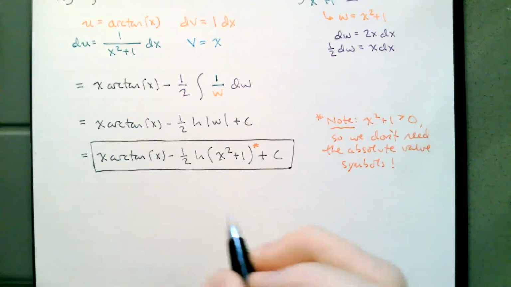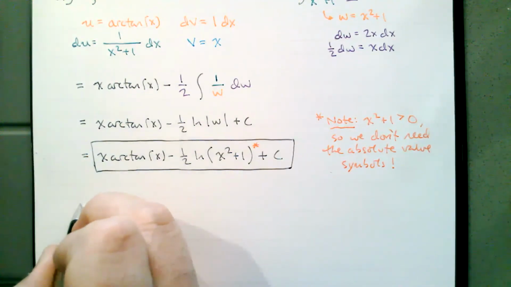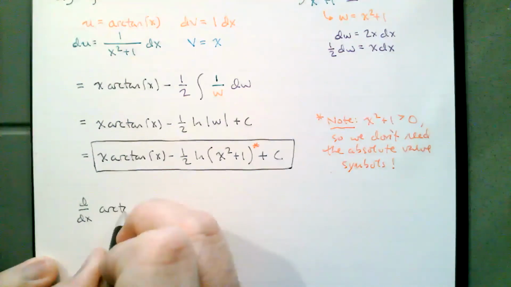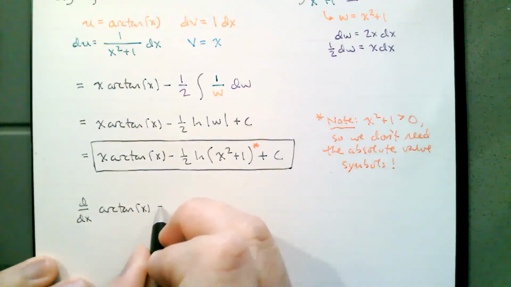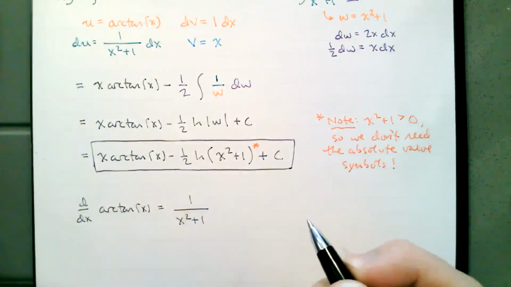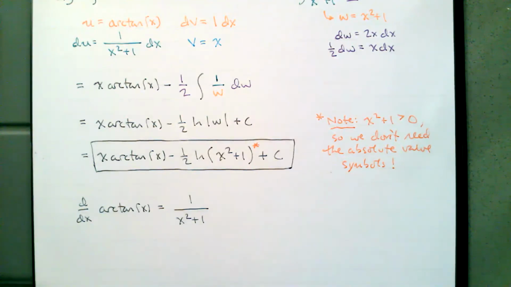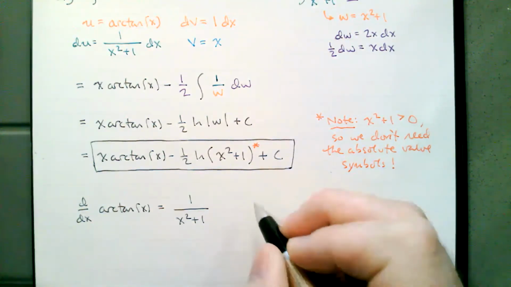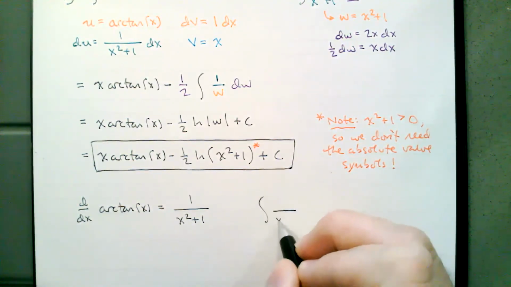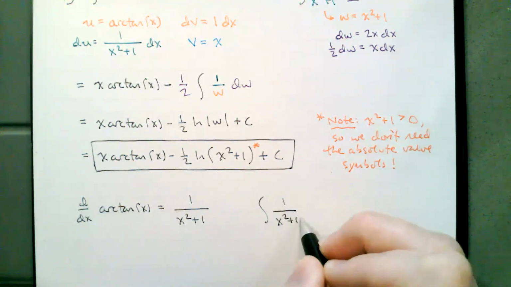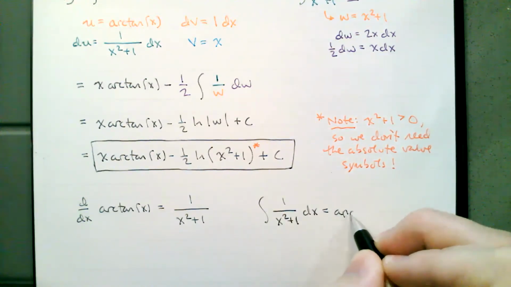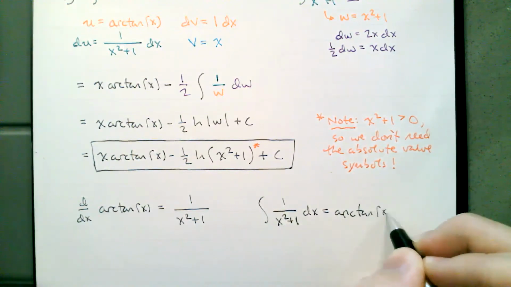So the derivative with respect to x of arctangent x is 1 over x squared plus 1. This is just one of the derivatives that we have to remember. But it tells us an antiderivative as well. So this means that the integral of 1 over x squared plus 1 dx is arctangent x plus c.